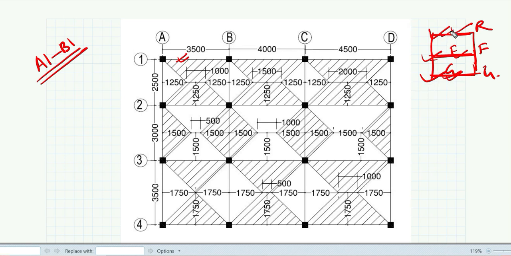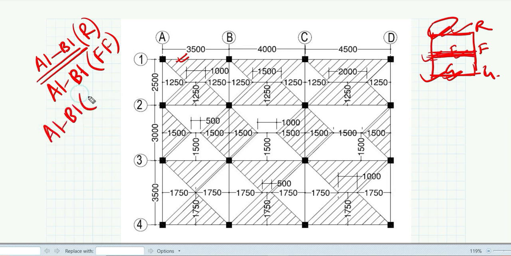So we have to calculate all the loads, and all the beams are represented by this notation: A1 B1 at the roof. This will represent the beam at the roof. If I say A1 B1 first floor, it will represent this particular beam. And if I say A1 B1 ground, then that will represent this particular beam. Now we will calculate whatever load is coming to these beams at the roof, at the first floor as well as at the ground floor.